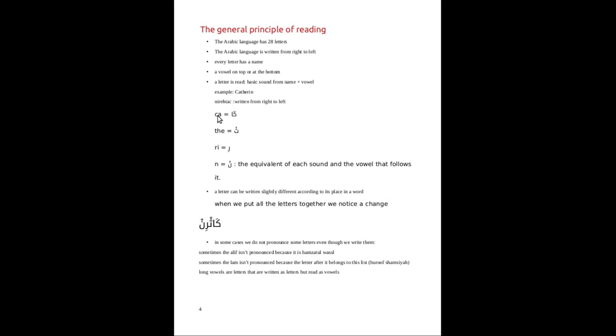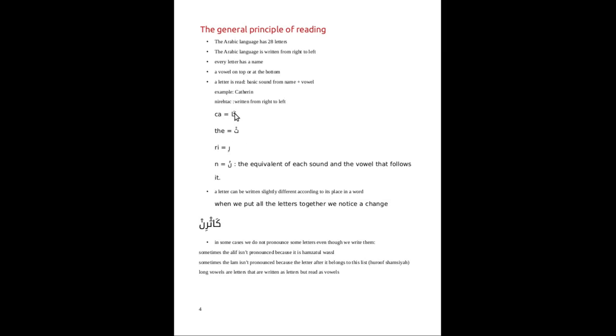So the ka sound is this letter here that you see here. And the vowel is the a, it's on top. And then the sound th, it's this letter that has three dots on top. And the sound is the small circle that is right here. And then the R is this letter, and the E is this little thingy. Okay, so you see how it is.